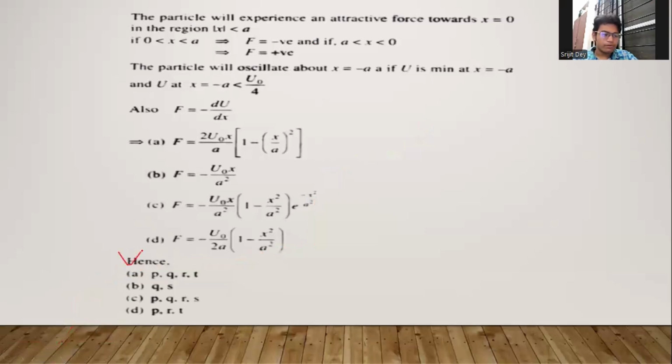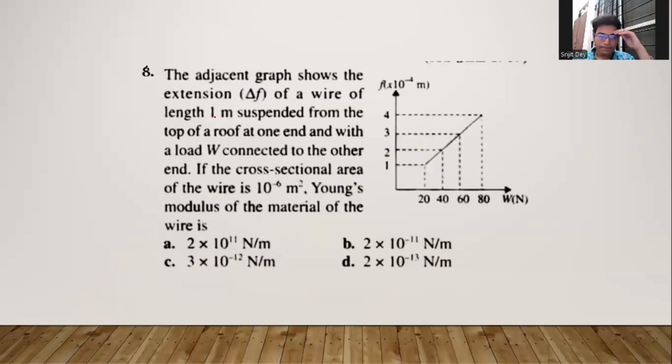Okay, so from here you will get the answer. So basically, you are doing dU/dx to actually understand where force will be negative or positive. If you do dU/dx, you will get the expression for force, and then you can simply solve the inequality to get where the value is what. Okay, so getting the negative and positive is very easy. Okay, this is a very simple graph-based question.